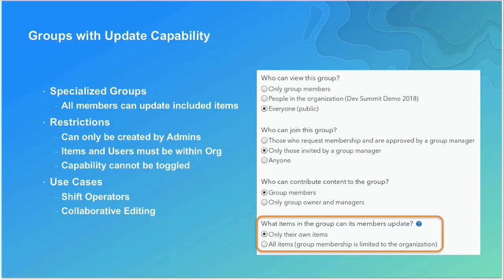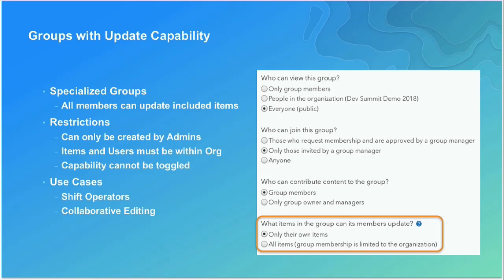So you can actually add items and users from different organizations if you want to collaborate on certain projects. But with these types of groups, it can only be within the organization. And that capability cannot be toggled once you create the group. So we wanted to prevent a situation where users are adding information to a group that is basically read-only, but then the group admin being able to flip that on would mean that they can then go and actually change all those particular items.